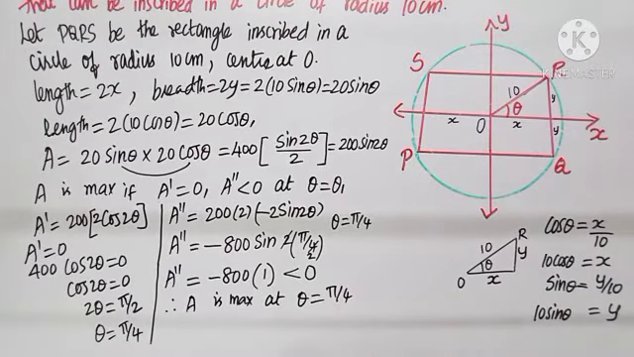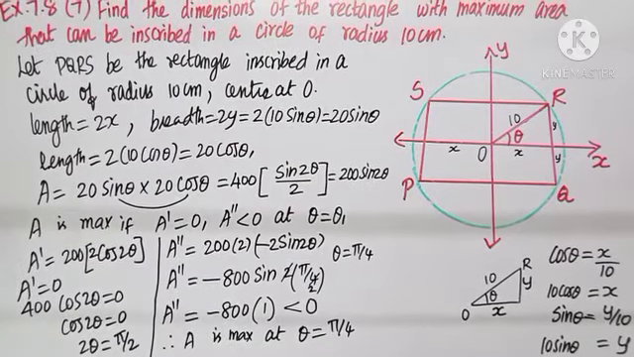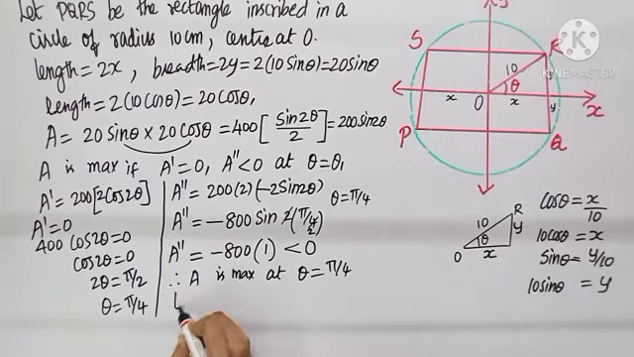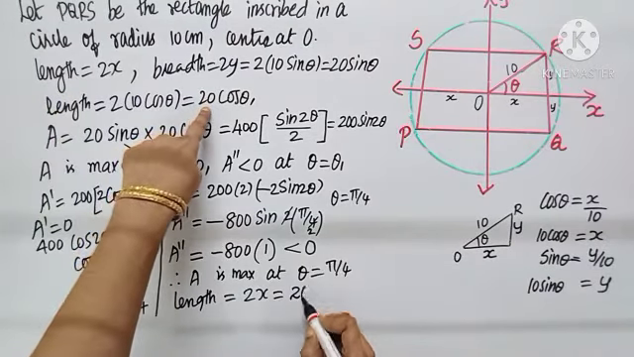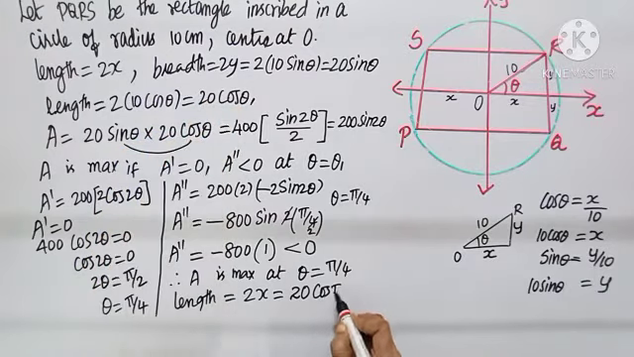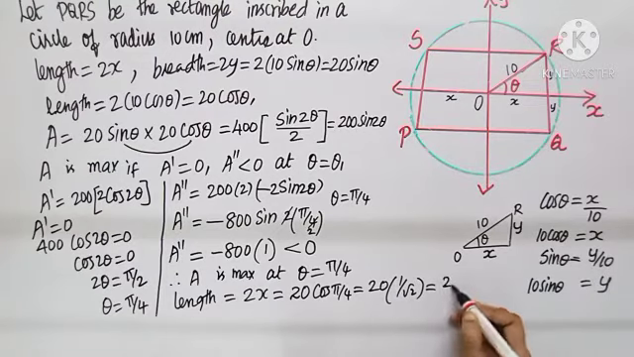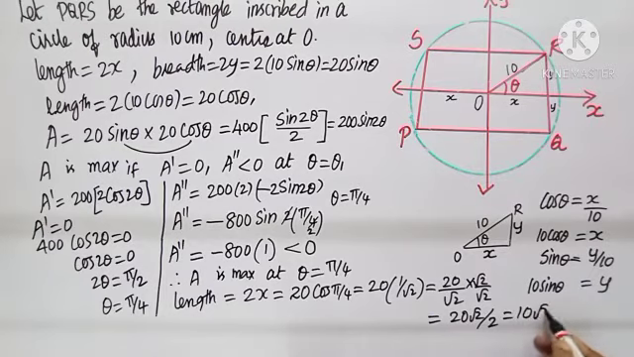My question is, find the dimensions of the rectangle. That is, we need to find the length and breadth of it. What is the length of the rectangle? Length is 20 cos theta, cos pi by 4, or 20 into 1 by root 2. You can cancel and write 20 by root 2 into root 2 by root 2, or it is 20 root 2 by 2, that is 10 root 2.